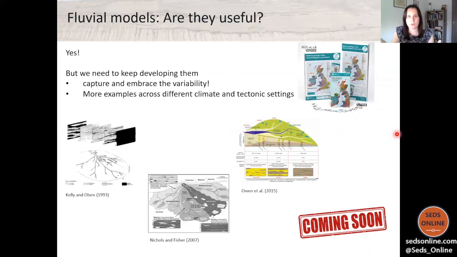I talked about how we've got two systems fully quantified where we know the apex position. But we need more examples from different climate and tectonic settings, because that will start to give us insights into what controls the architecture of these deposits and the internal characteristics. So hopefully, if people are out there sat on this kind of data, please do get in touch, because producing these quantified generic models really increases our understanding of these systems.